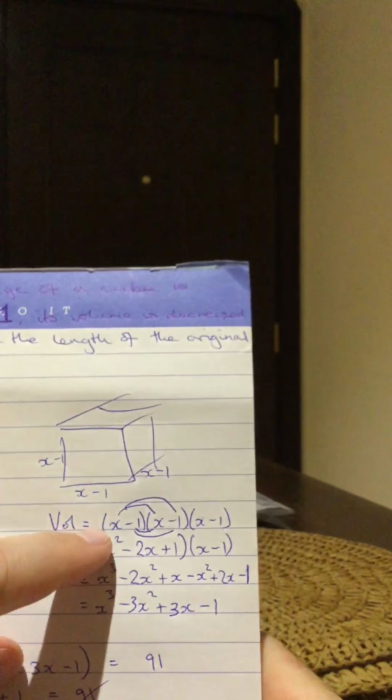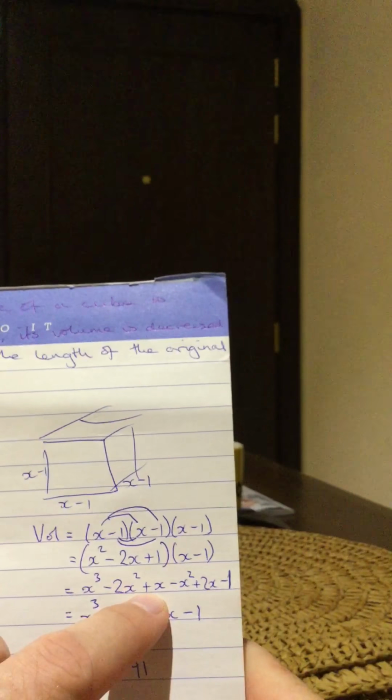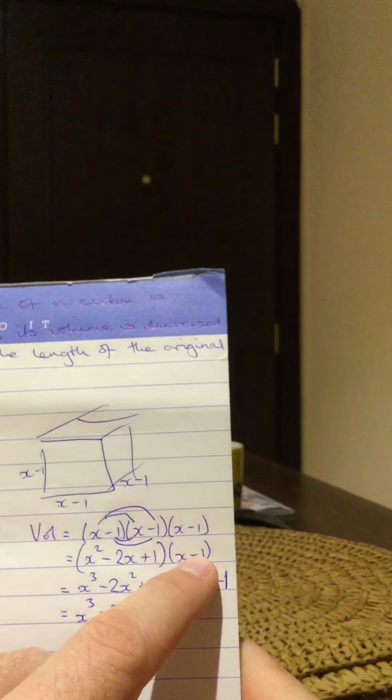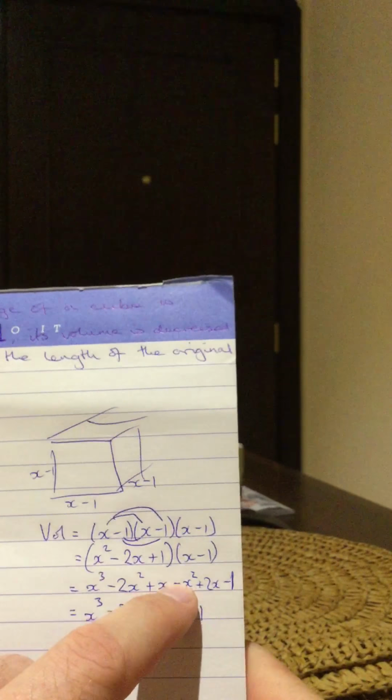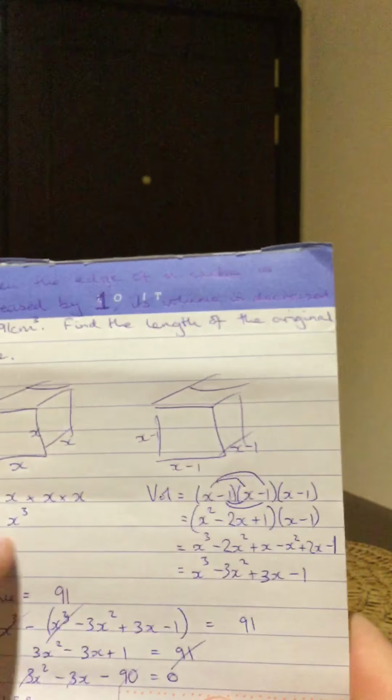We have to times x by x squared to get an x cubed, x by minus 2x to get a minus 2x squared, and x by a 1 to get an x. You also have to times the minus 1 by an x squared to get minus 1x squared, minus 1 by minus 2x, which gives you positive 2x, and minus 1 by 1, which gives you minus 1. Last but not least, simplify all of that, which sorts you out with an x cubed minus 3x squared plus 3x minus 1.